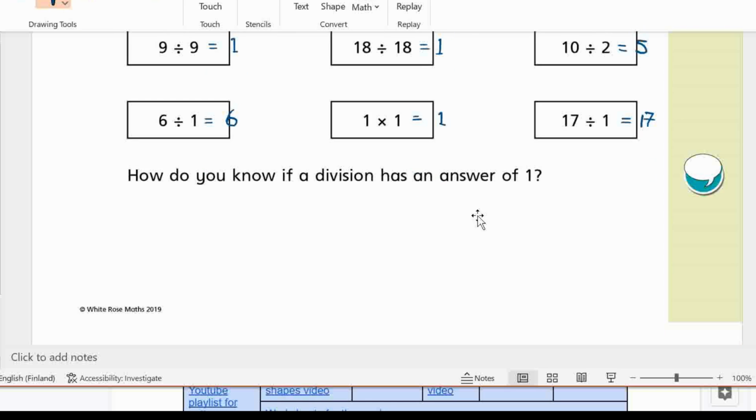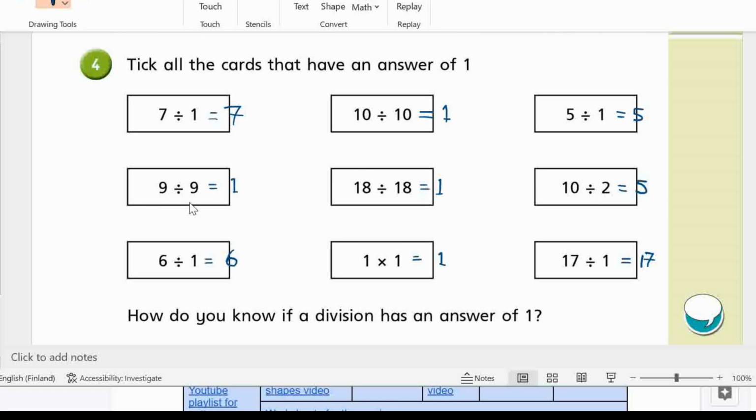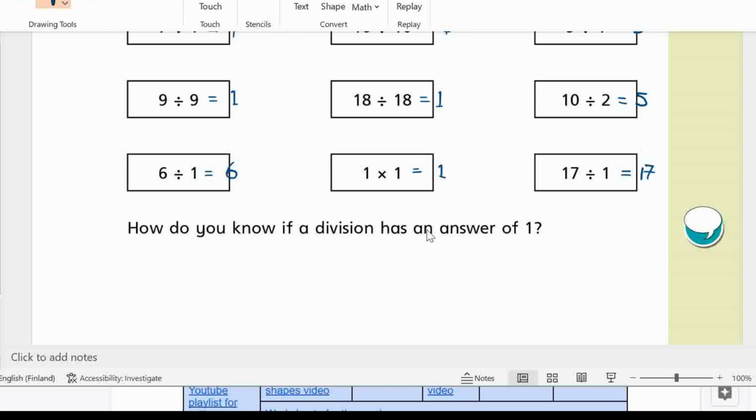Okay. How do you know if a division has an answer of 1? Okay, so if you divide the number by itself, like 9 divided by 9, it will equal 1. And the only exception in this bit of work is 1 times 1. Well, yeah, that's the only way to make 1 by doing the 1 times table. Okay, let's move on.